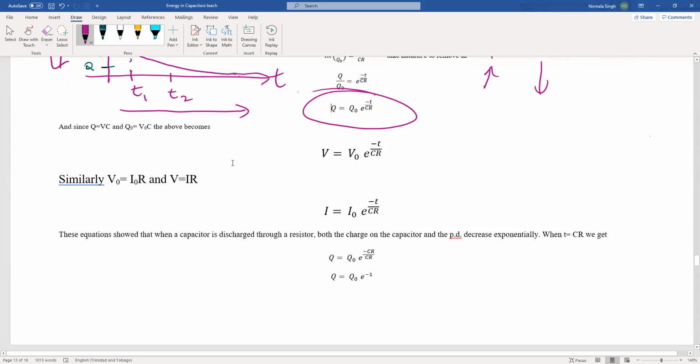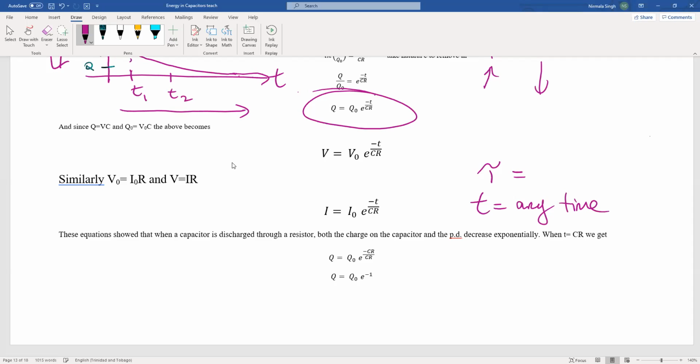Okay. The equations show that when a capacitor is discharged through a resistor, both the charge on the capacitor and the PD decrease exponentially. So when t, remember t here is any time, and your time constant tau is your C by R. Now, when your time is equal to your time constant, and we plug it into your formula, you are going to get Q is equal to Q naught e to the minus 1.